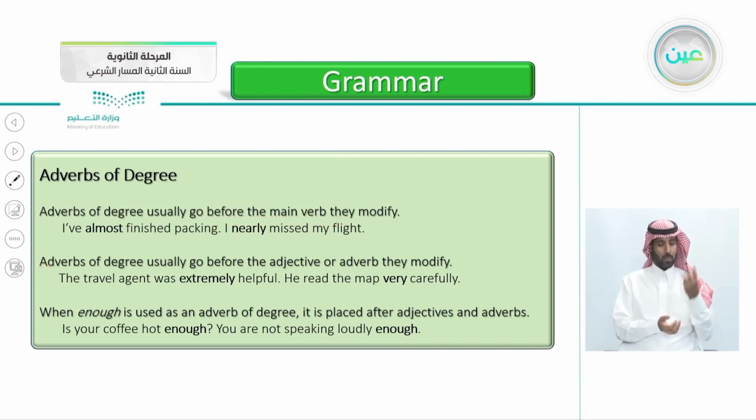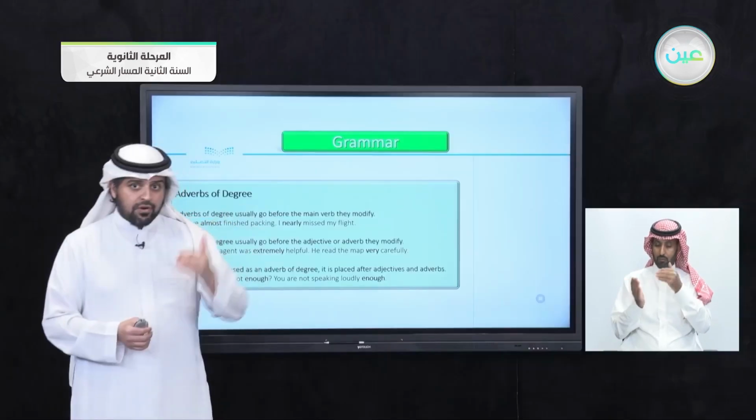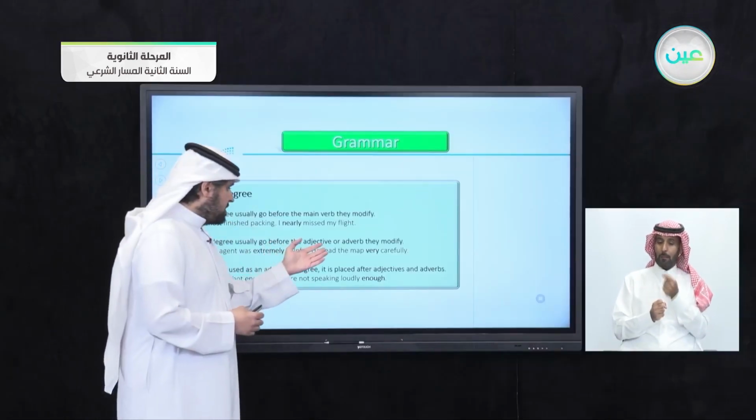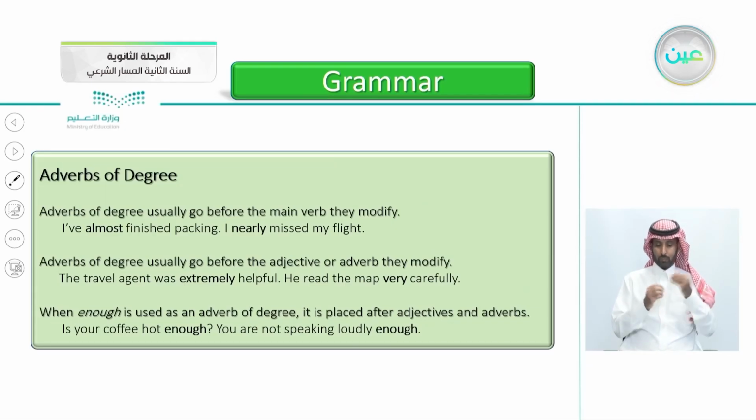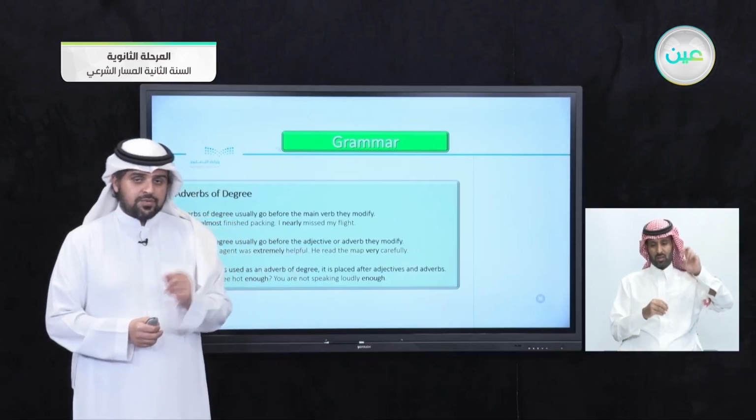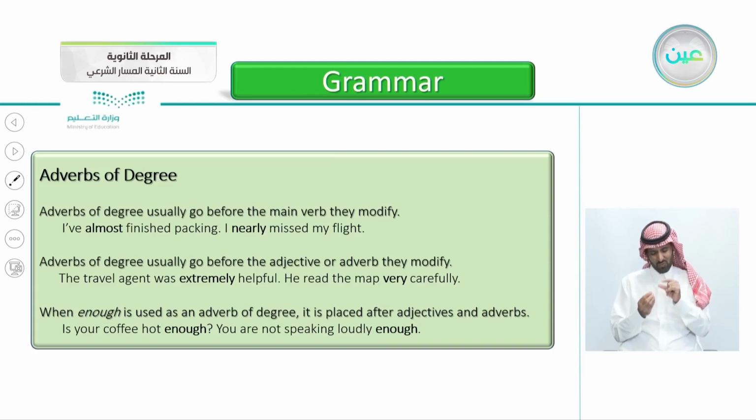The second one here: adverbs of degree usually go before the adjective or adverb they modify. The travel agency was extremely helpful. He read the map very carefully. So we know that it comes before the adjective or the adverb they modify. We say very big or very small.